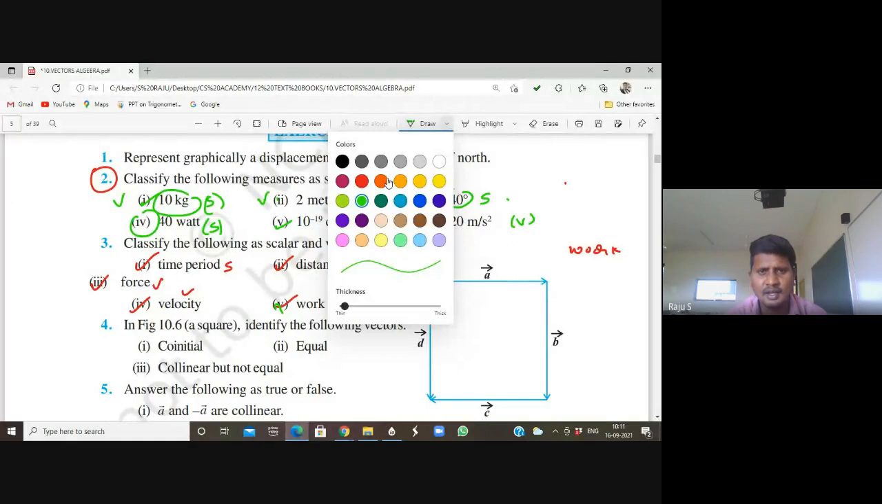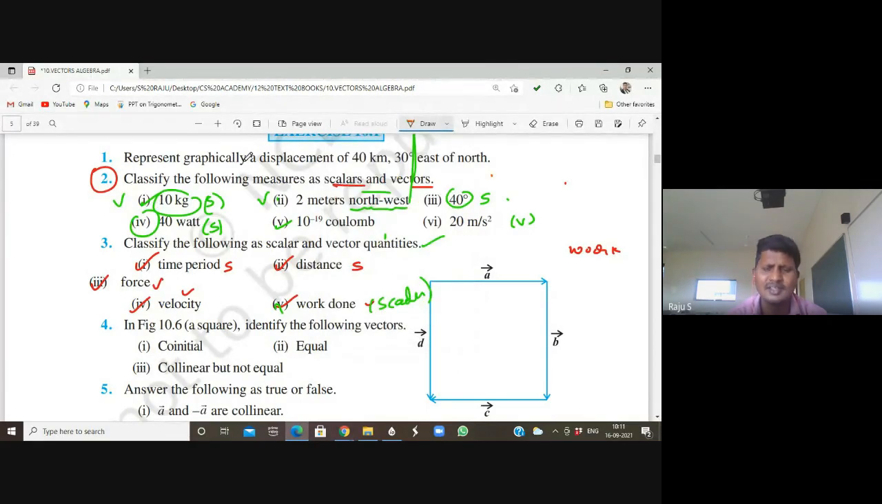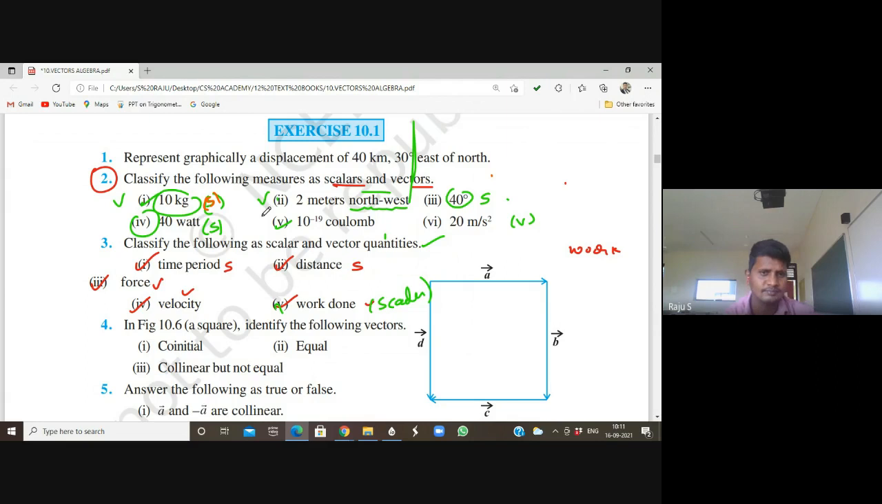10 kg is a scalar, and these all belong to physics. So 10 kg is clearly a scalar, right? It involves only magnitude, correct? Work done is a scalar, and here 10 kg is also a scalar. Mostly these terms will be repeated in physics concepts.